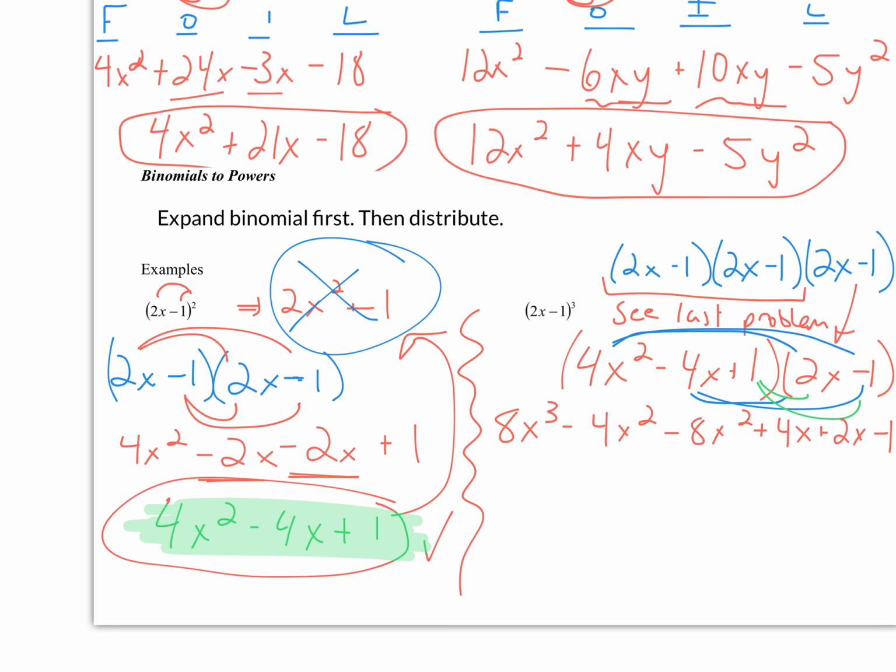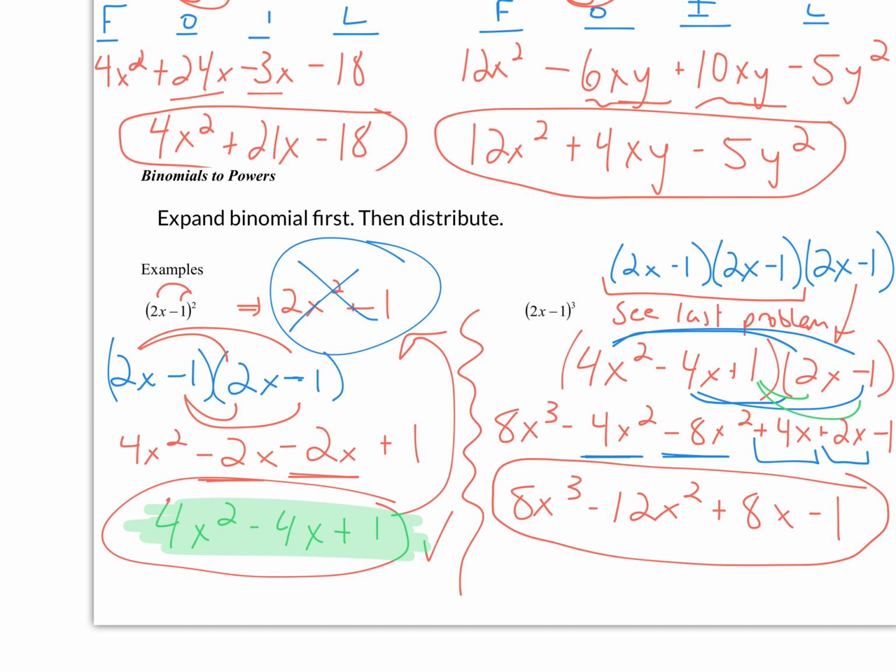Combine like terms, x squared and x squared. I also have x and x. So I'm going to go ahead and combine those as I write my next step. 8x cubed. The x squared should give me negative 12x squared. The x's should give me plus 8x, and then I have that minus 1 at the end. So a little bit more work, but make sure to expand the binomial before we distribute.